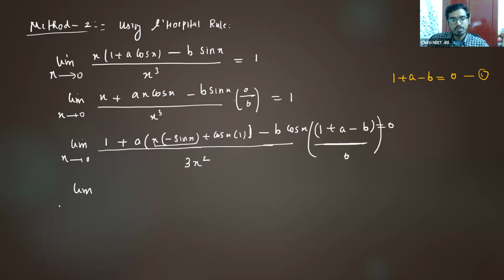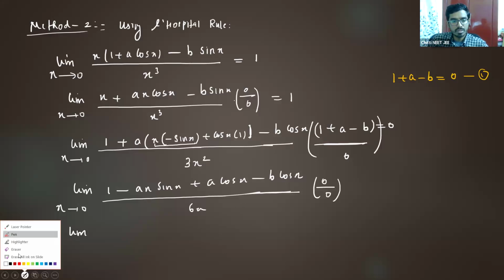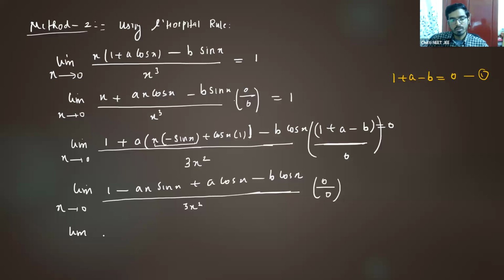Then we will proceed. So we have limit x tending to 0, 1 minus ax sin x plus a cos x minus b cos x whole divided by 6x. Now again it is 0 by 0 form, right? When I apply the limit, it is of the form 1 plus a minus b. That has to be 0. So it will be 0 by 0 form. Now again you differentiate. This is 3x square. You again differentiate, it takes so much time compared to this method.